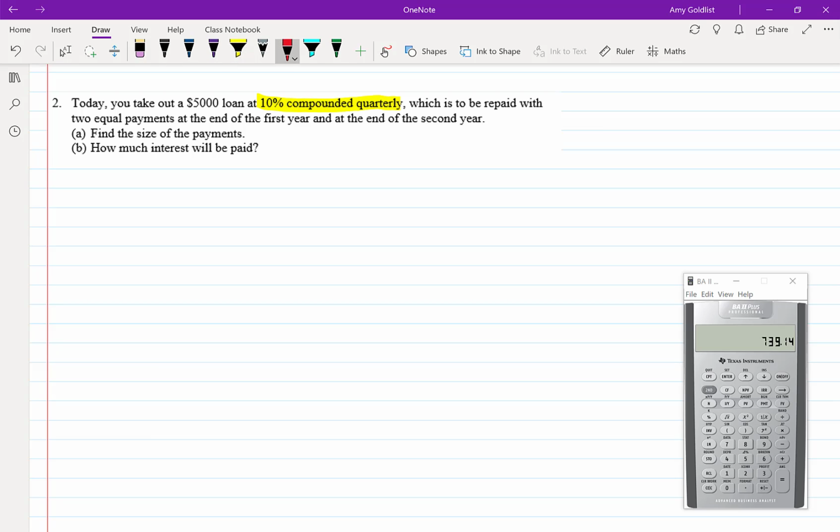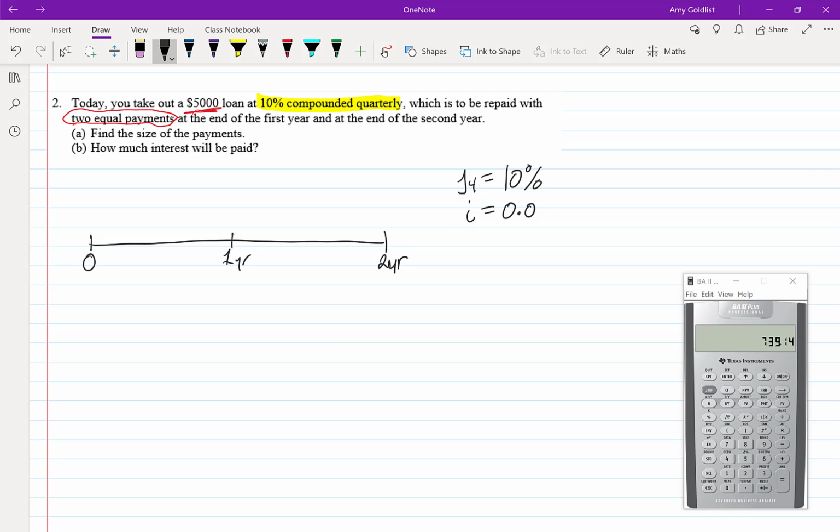It's the exact same question that we did in question 1, except that now we have, I'm just going to circle 2 equal payments. Now, instead of having simple interest, we have compound interest. As before, I'm going to start by drawing in my timeline. Today, 1 year, 2 years. But everything here is quarterly. So I'm going to say J4 equals 10%, which means that I is 10% divided by 4, or 2.5%. In case you're wondering how I did that, 10% is 0.1, and I divided that by 4.